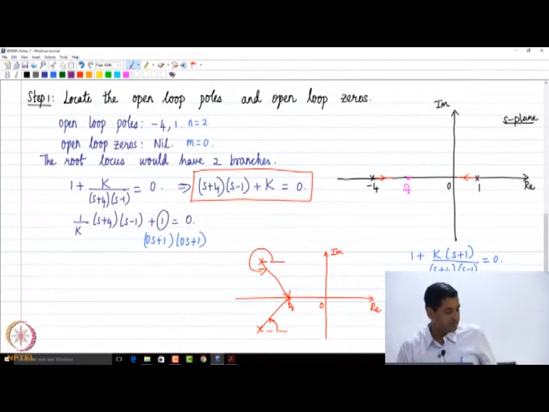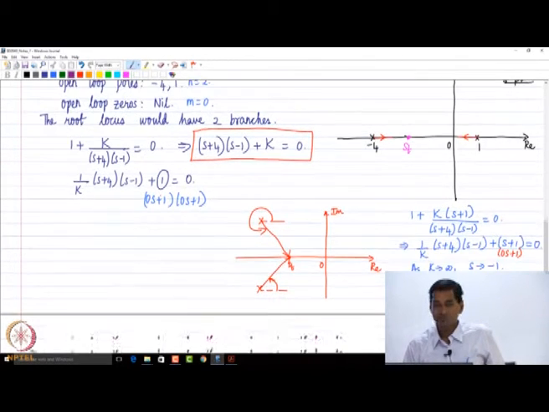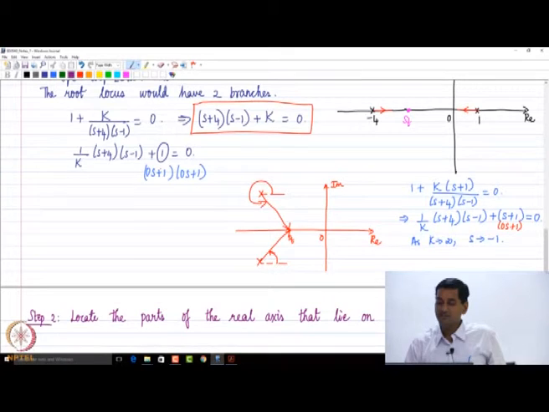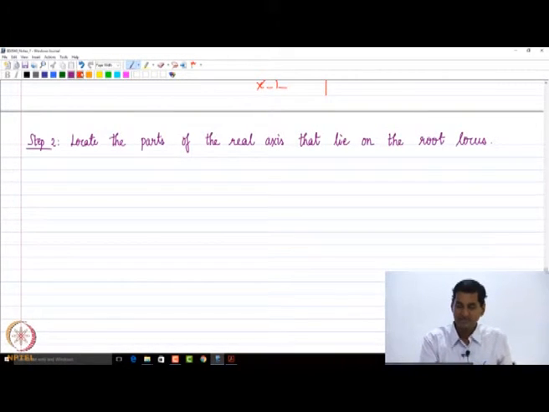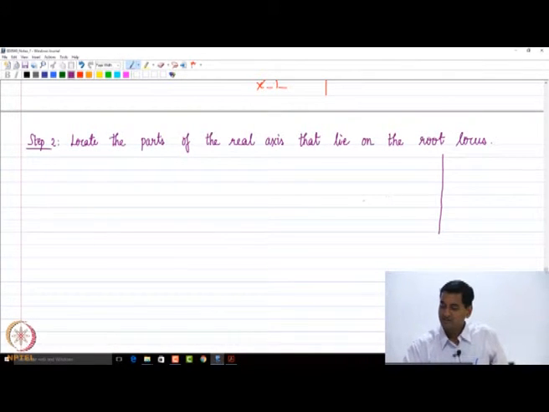So, for this example, there are no complex conjugate open loop poles and open loop zeros, but as we looked at it, what we need to do is consider only the real axis. So, I am going to draw the real axis and consider just the real axis of our problem. We consider an open loop pole at 1 and minus 4.